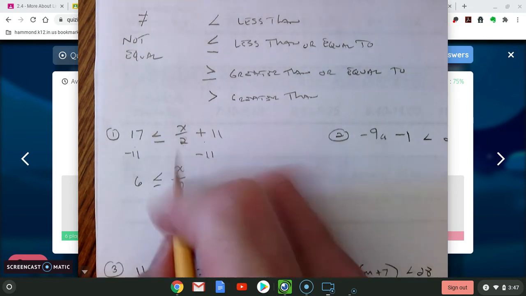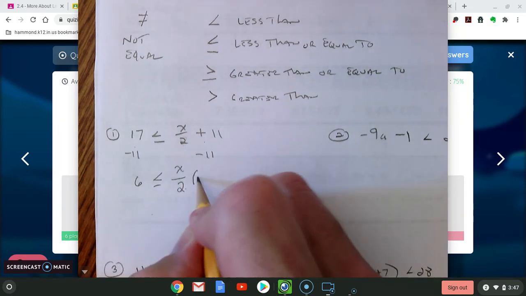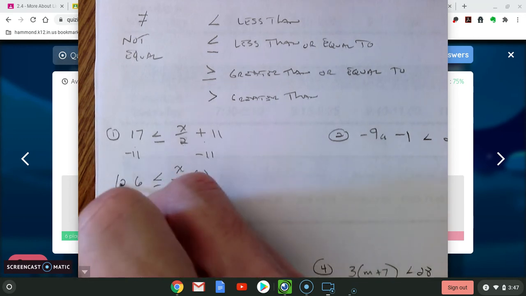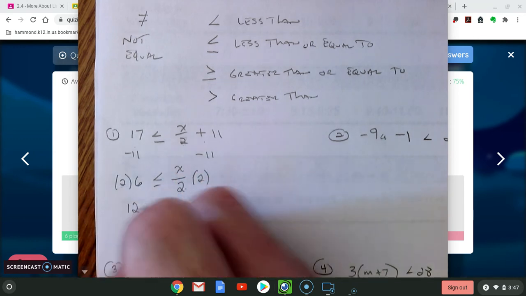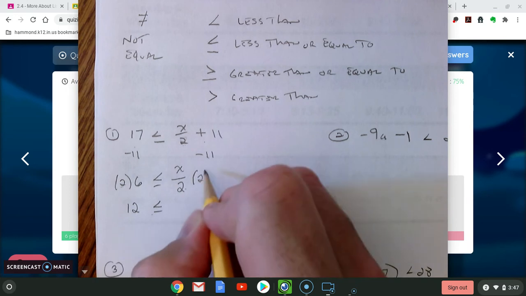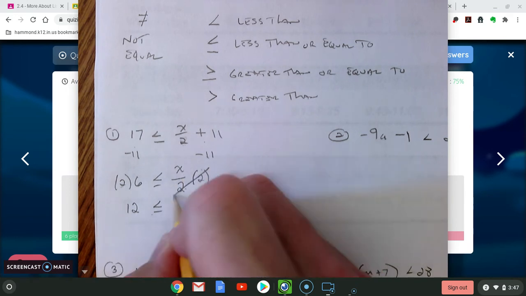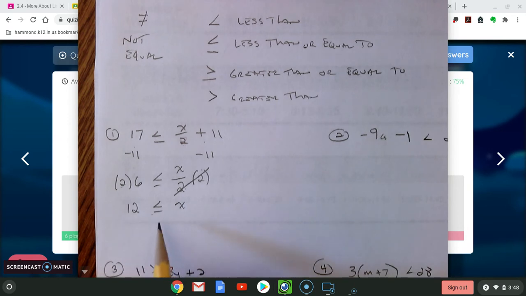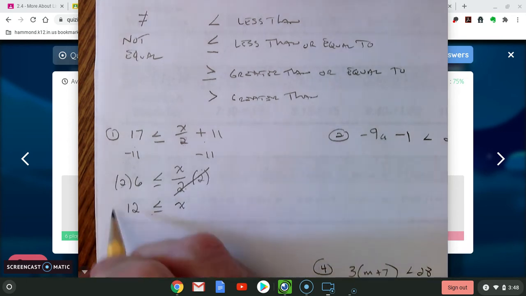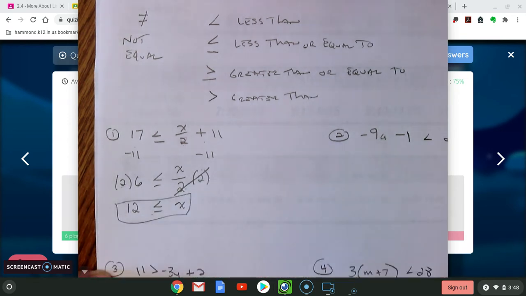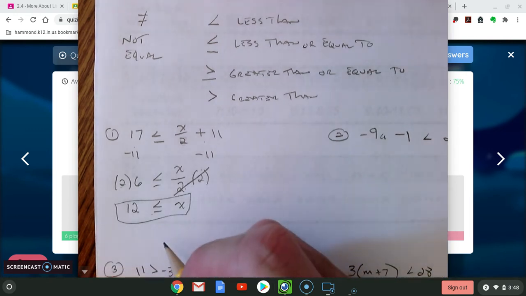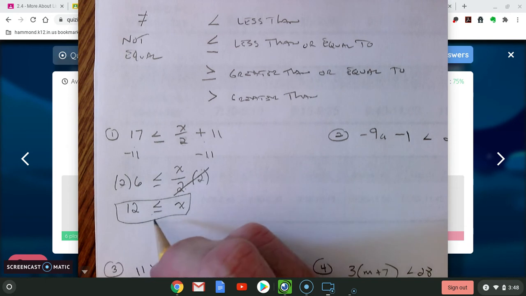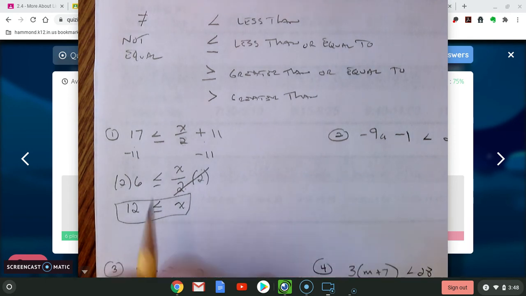x is divided by 2. How do we undo division? That's multiplication. So 2 times 6 is 12. x times 2 divided by 2. Well, 2 divided by 2 is 1. So the right-hand side is just x. And so I end up with this. This is a totally legit answer. If you leave it like that, it's fine. If you get asked to graph, or you get asked to read this, we have some things to think about.